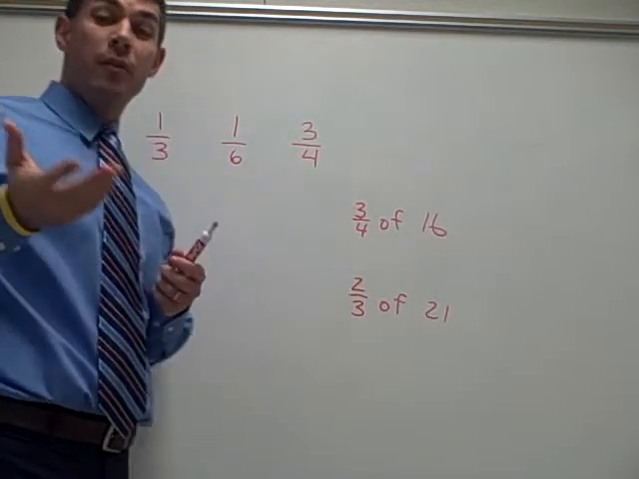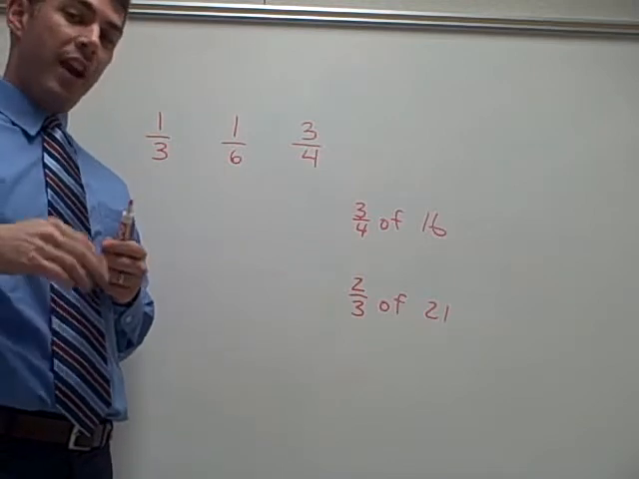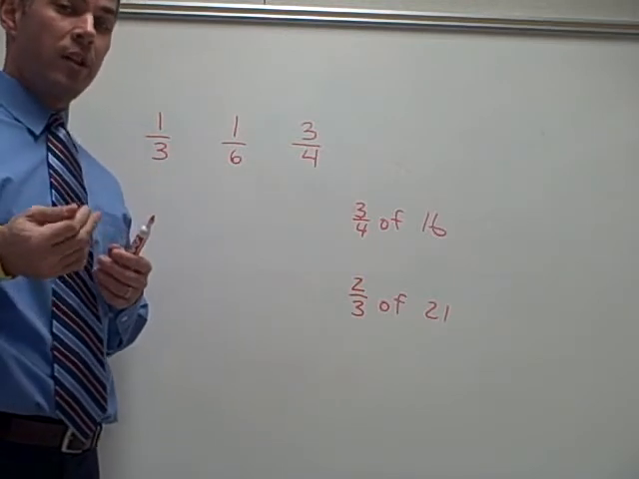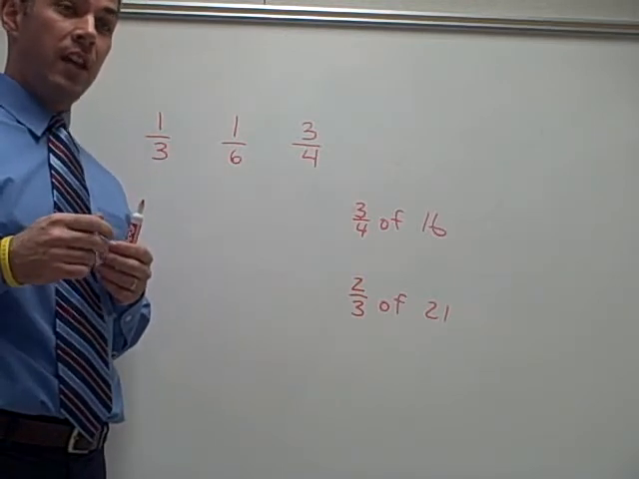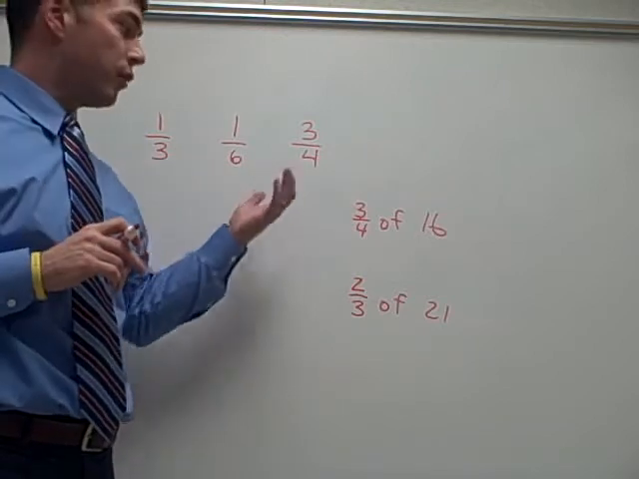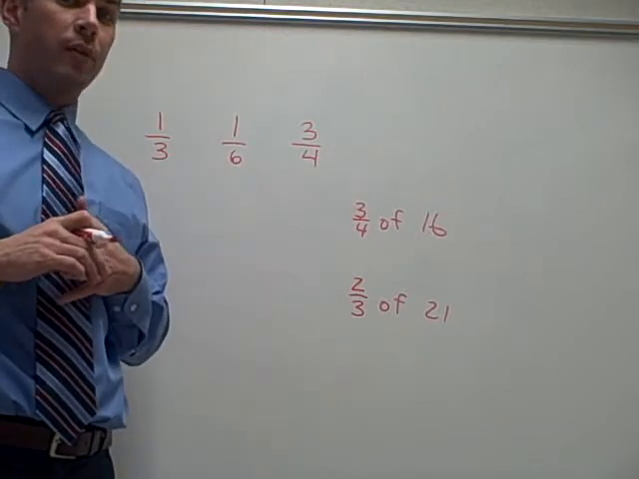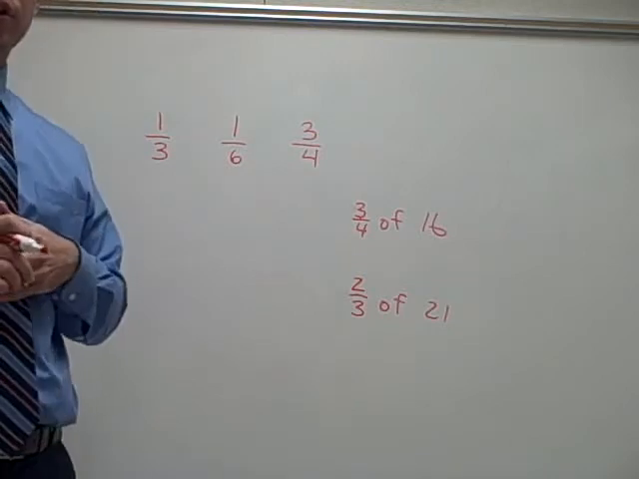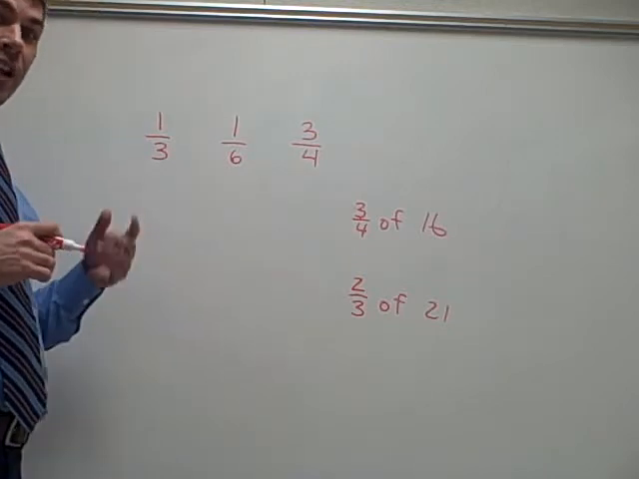Alright, boys and girls, so today we were talking about how to order fractions from smallest to largest, and we also talked about finding a fraction of a number. So I'm going to do a couple of examples for you, and hopefully that'll help you out with your homework tonight. The first thing we're going to look at is how do we order fractions when we have different denominators.